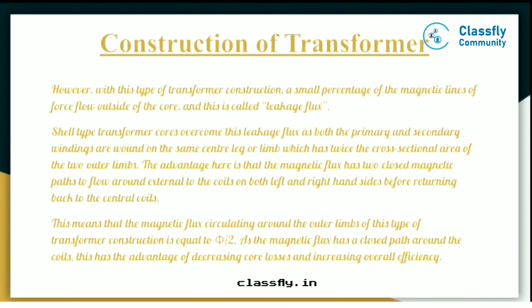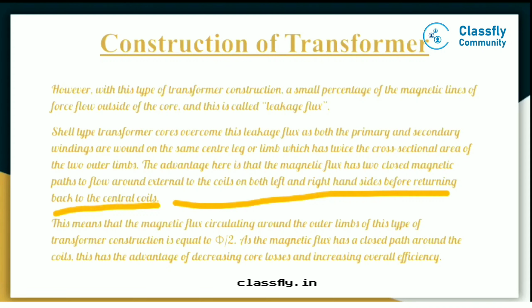See, as I told, first read it, then I will tell you. As both the primary and the secondary windings are wound on the center leg or limb, which has twice the cross-sectional area of the two outer limbs. So the advantage here is that the magnetic flux has two closed magnetic paths to flow around external to the coils, on both the left and right hand side, before returning to the center of the coil.